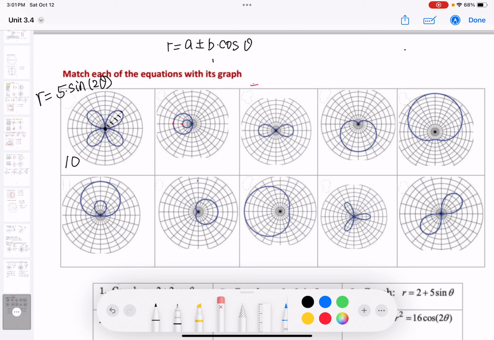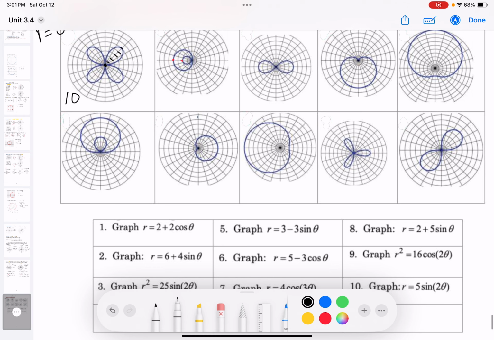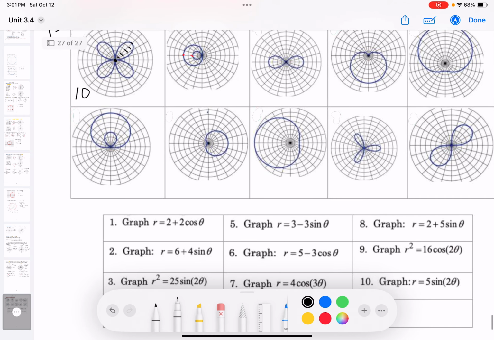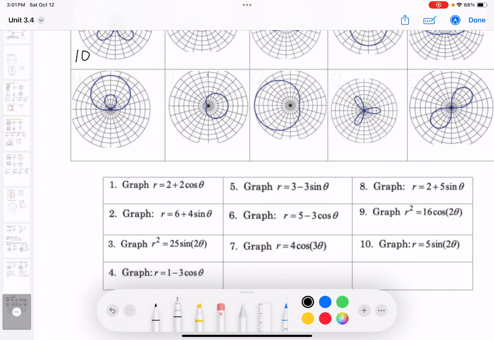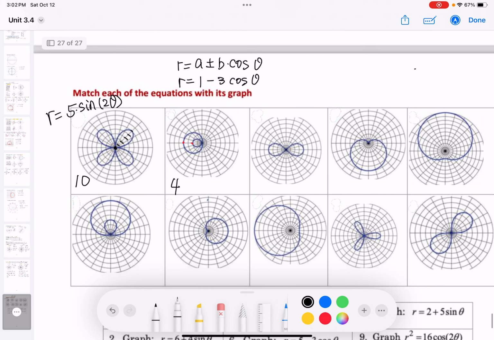Okay, we can erase this. We can rewrite my equation to be r equals 1 minus 3 times cosine theta, because my graph lays on the negative x-axis. So the equation 1 minus 3 cosine theta, which is 4. Yes, r equals 1 minus 3 times cosine theta. Let's put the 4 here. Next one, we have a figure 8 shape. What is the figure 8 shape?